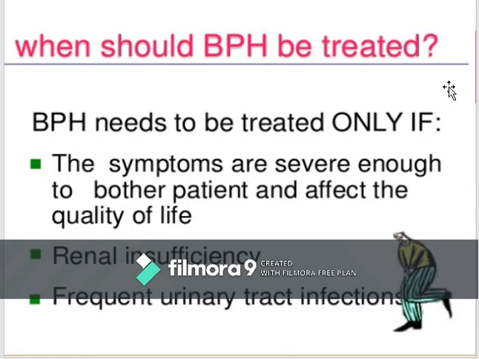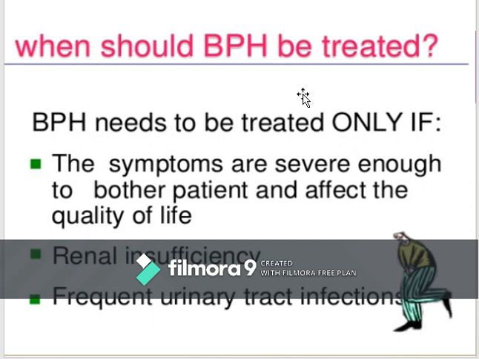Okay, so that was the main diagnostic evaluation for BPH in a nutshell. I hope it was useful for you. So we have covered almost all the diagnostic evaluations that can be done for benign prostatic hyperplasia. So next, is it a harmful condition? Does it need to be treated?